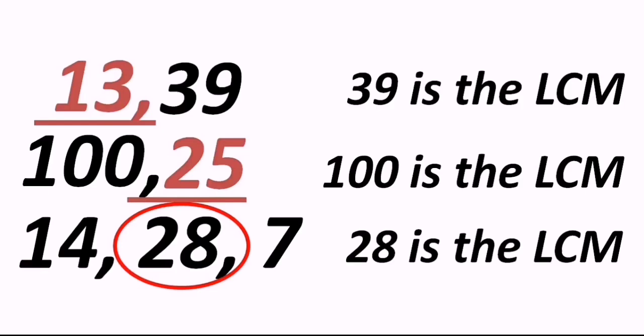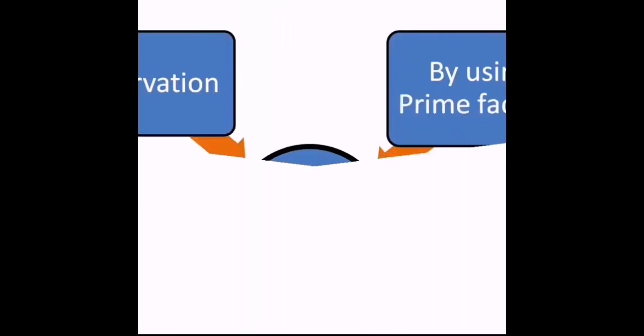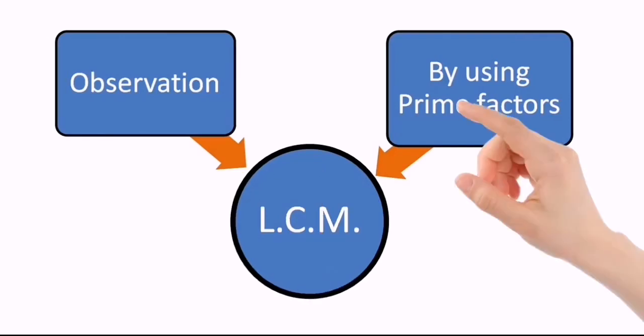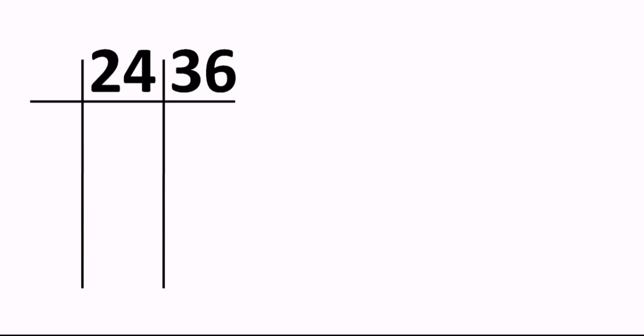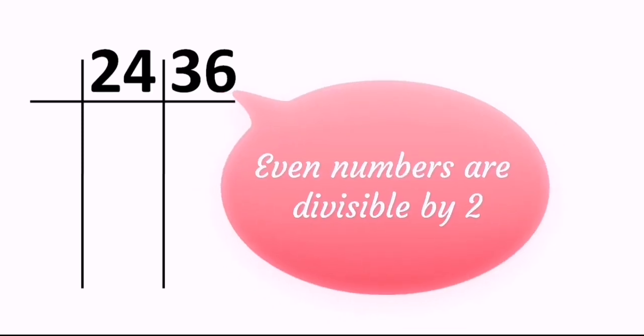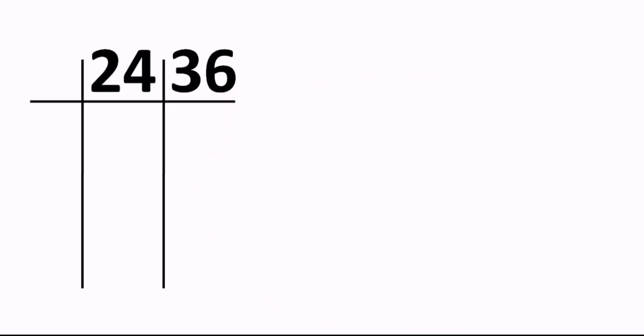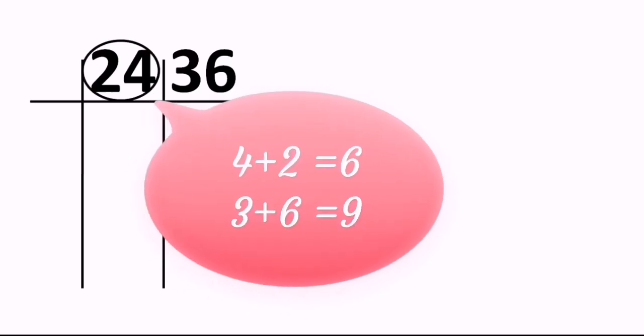Okay, so observation is done, and now the second method that we have is by using the prime factor method. The basic concept of prime factor is the same as we learned for the GCD or the HCF. So here we go with the first sum. The very first sum is on the screen, 24 and 36, and I need to find the LCM of it. Very first we will try to use the divisibility test. Both the numbers are even, we can divide them by 2 also, and if you add the digits, 2 plus 4 is 6, 3 plus 6 is 9, so they are divisible by 3 also.